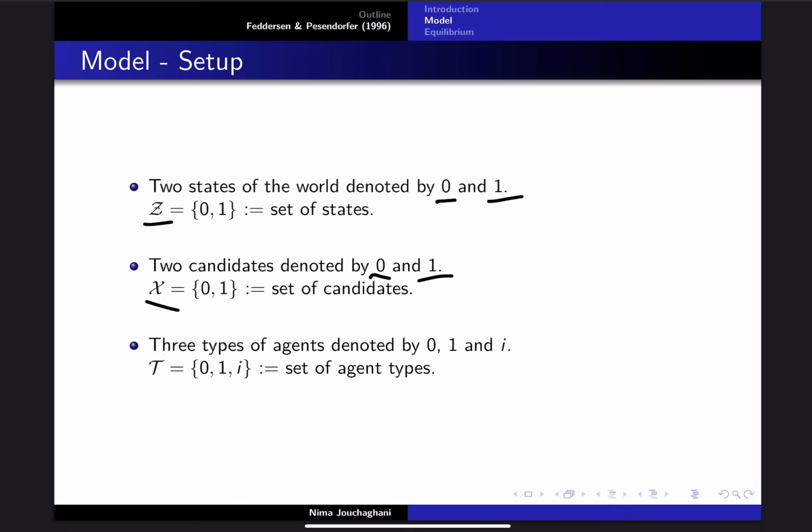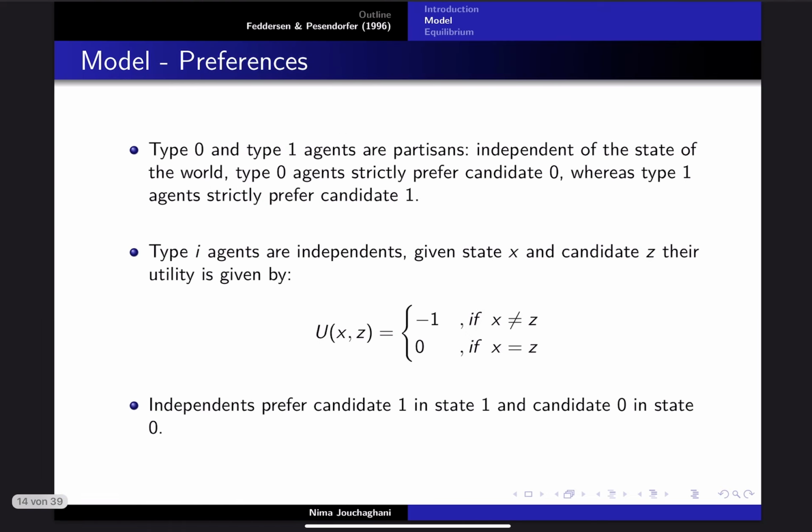So those could be states of the world. Then we have two candidates, which we denote by 0 and 1 as well. This is made for simplification, and capital X here denotes the set of candidates. Furthermore, we have three types of agents, which are denoted by 0, 1, and I, and capital T denotes the set of agent types. I will now explain what those types are representing.